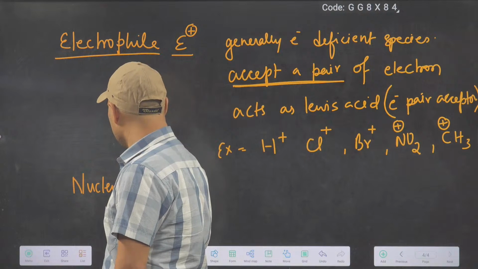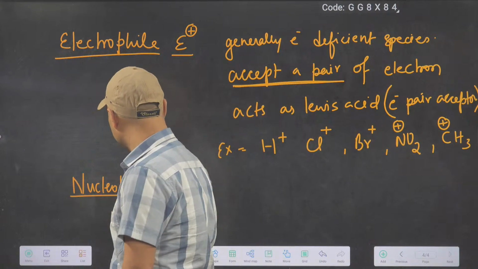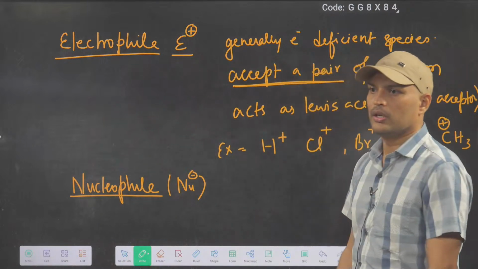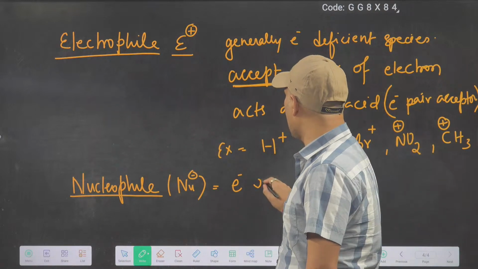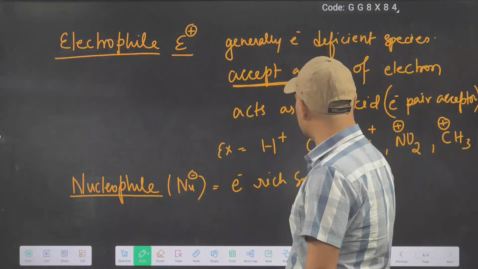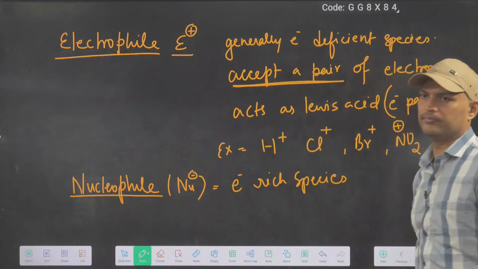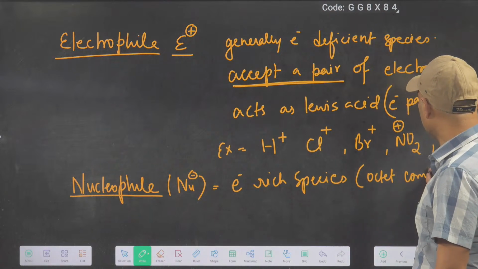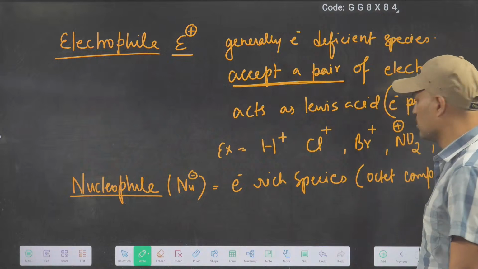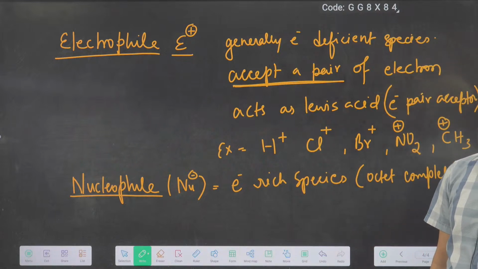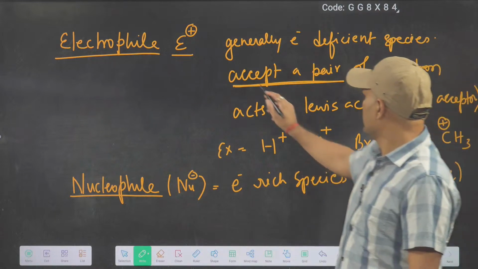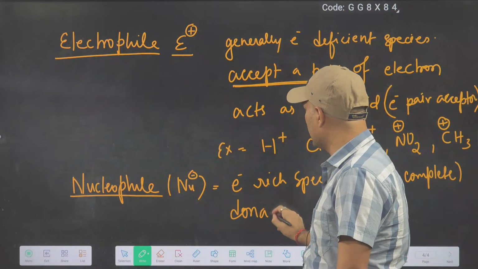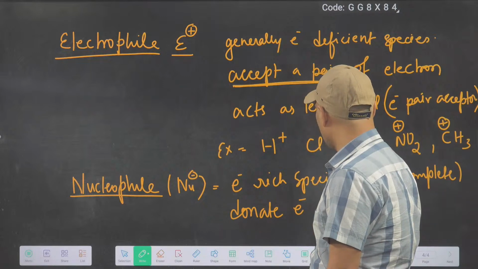Then can you tell me what is a nucleophile? Nucleophiles are electron rich species. You can just write the opposite. Their octet is complete, the basic you have studied in class 8th and 9th also, except for an electron pair. They donate an electron pair.